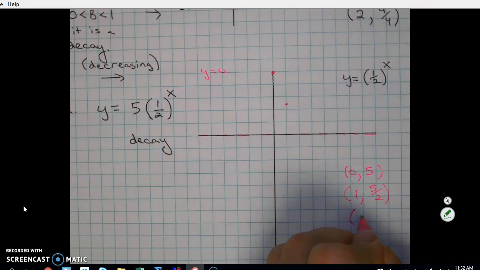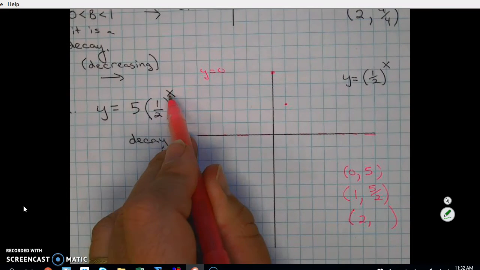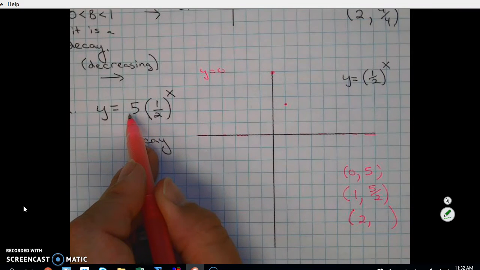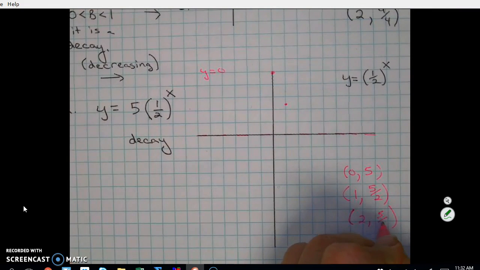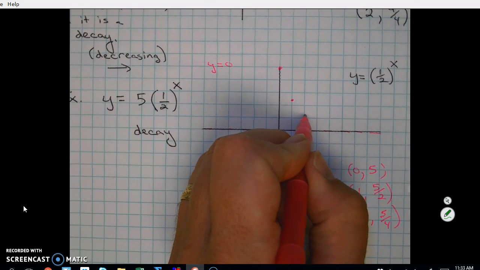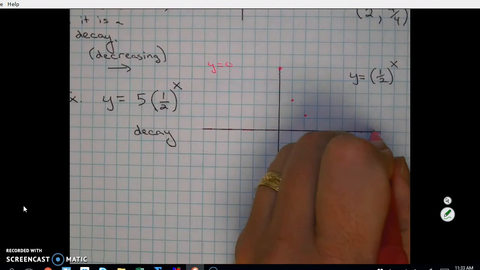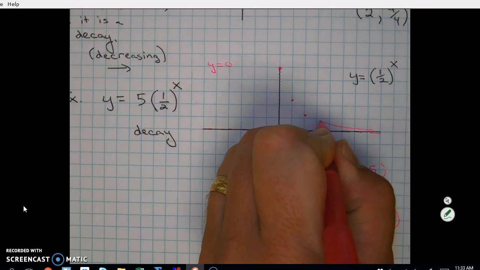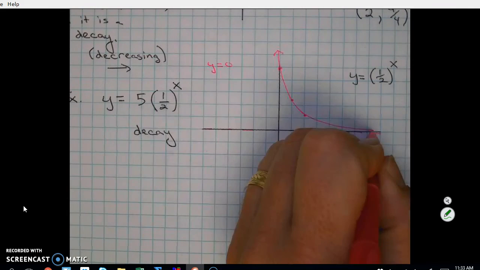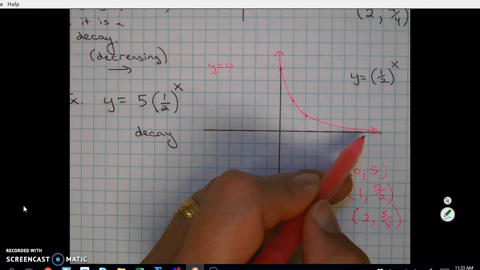All right, when x is 2, 1/2 to the second power, that would be 1/2 times 1/2, which is 1/4, and 1/4 times 5 is 5/4, or 1 1/4. So when x is 2, we're up 1 1/4. And we can see where this is going. I got at least 2 points here. I'm going to go along my asymptote. So notice it's a decay and it's a decreasing function.